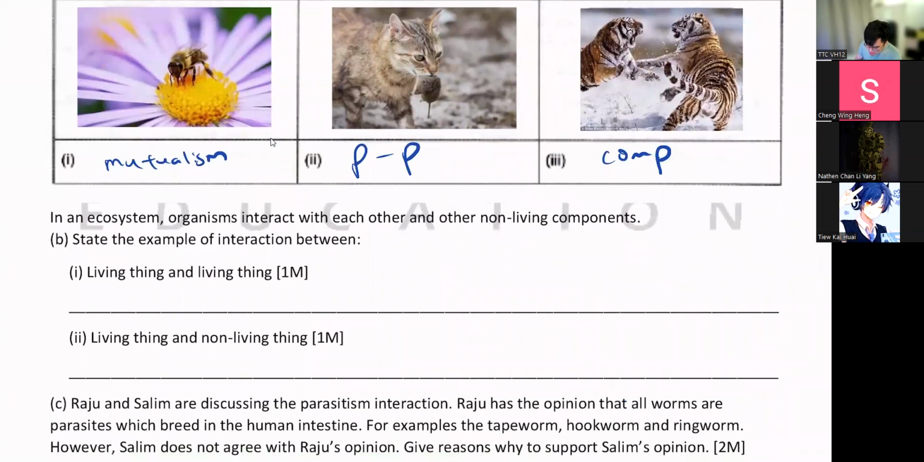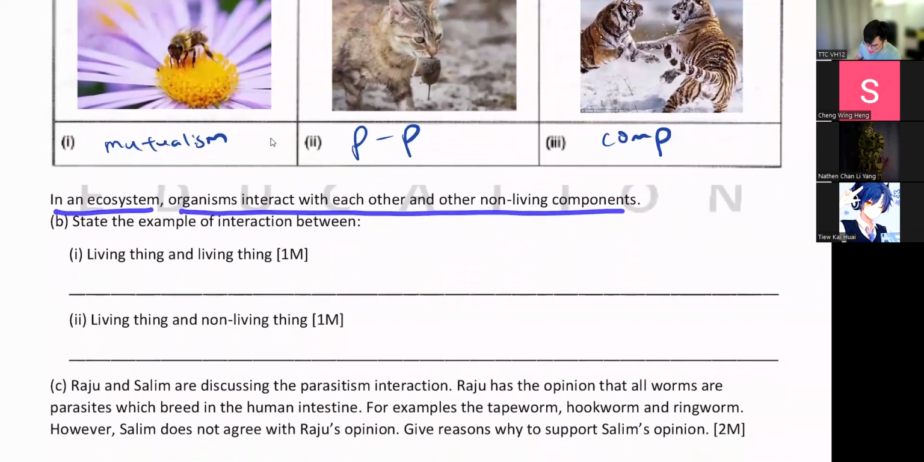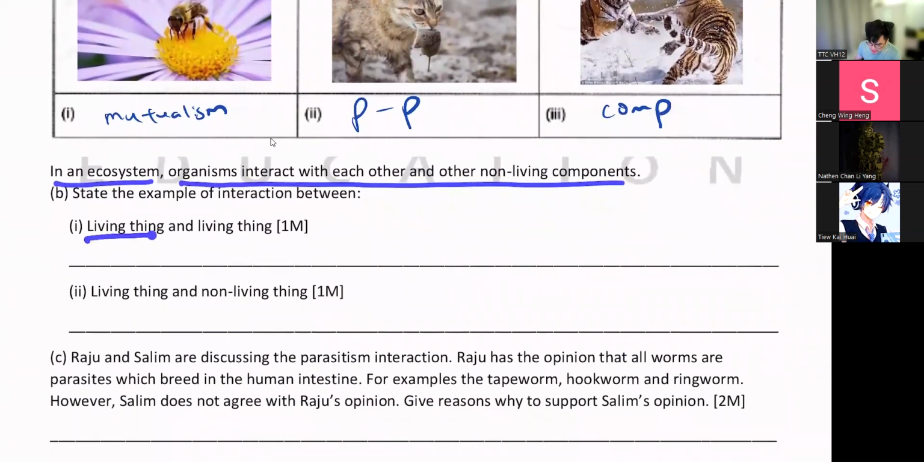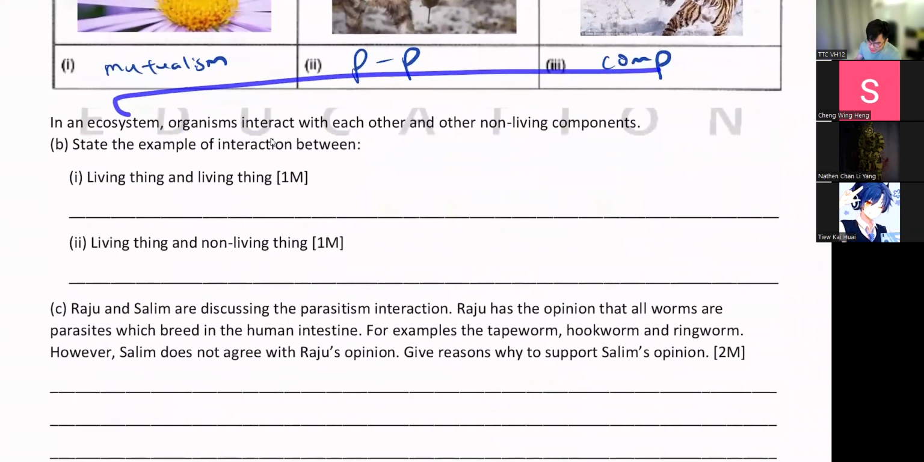Right? So in an ecosystem, organisms interact with each other and non-living components. State the example between living thing and living thing. You know what? I'm going to skip this. We have all three here already. Non-living thing and living thing. Bacteria lives under a rock.